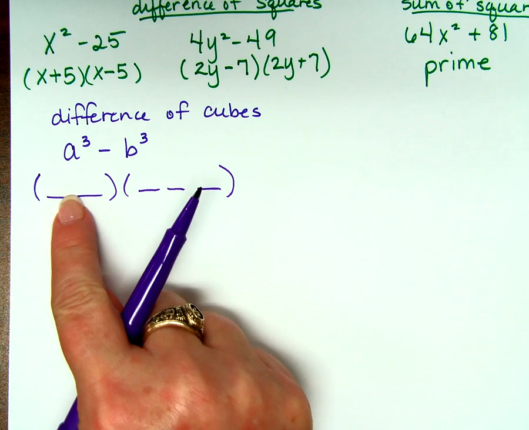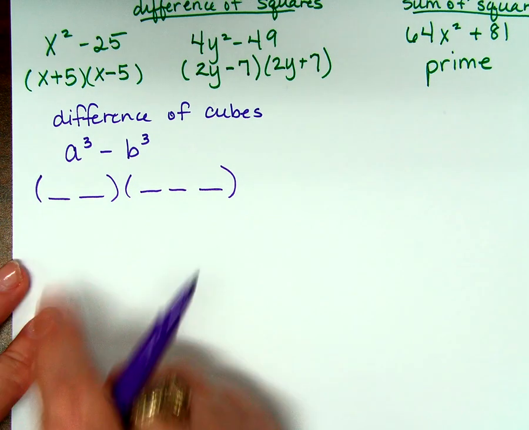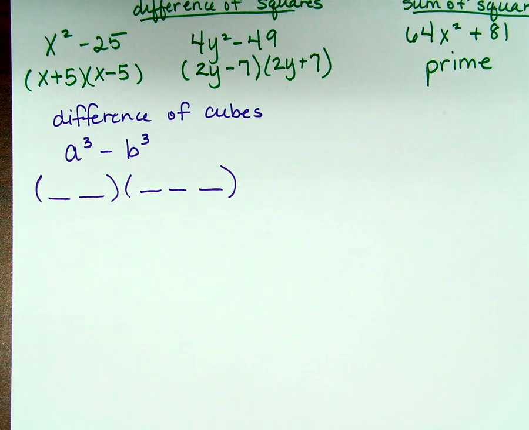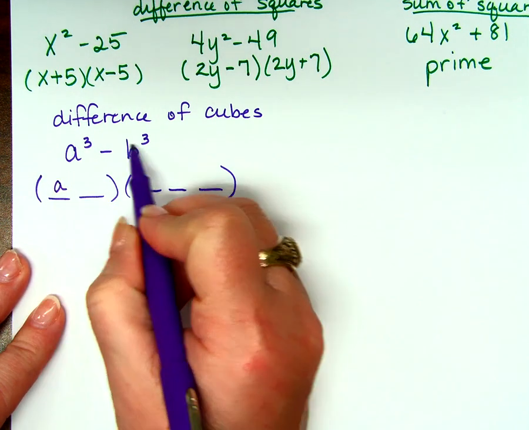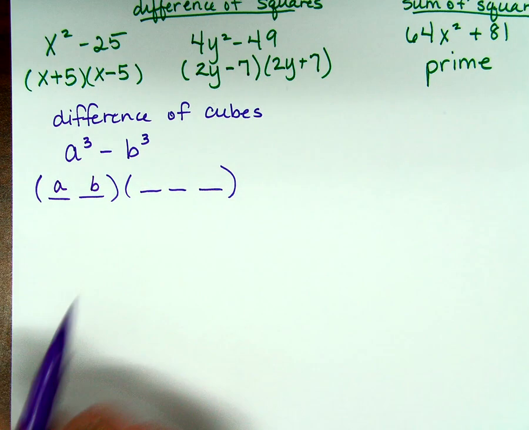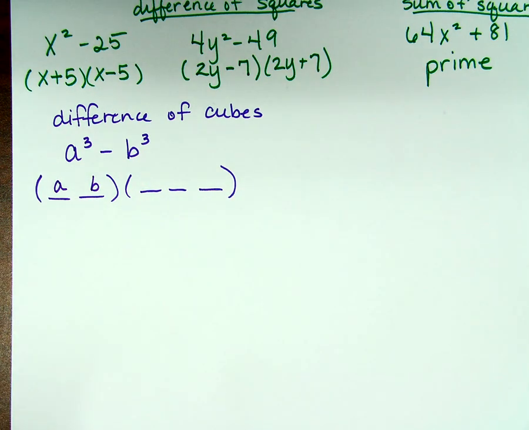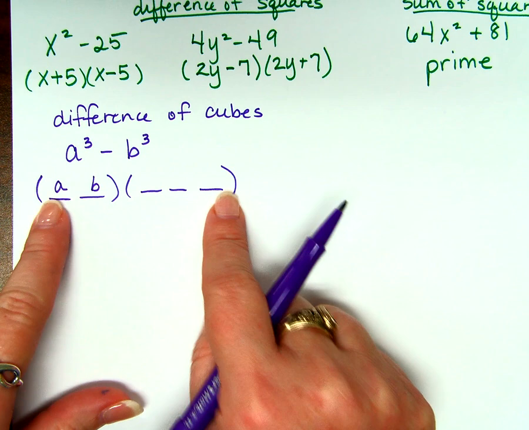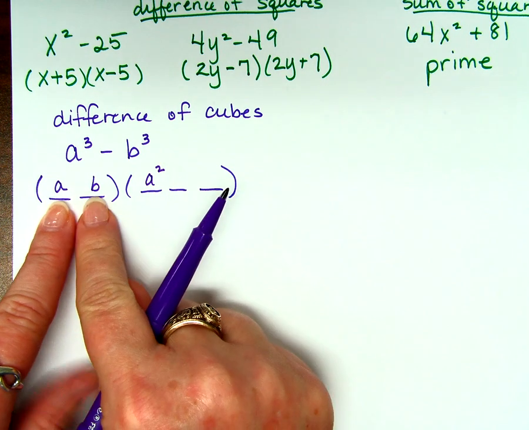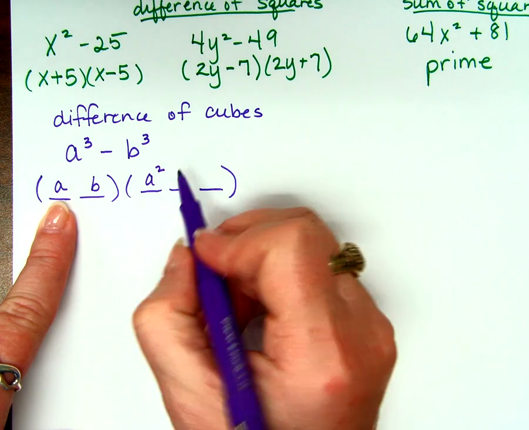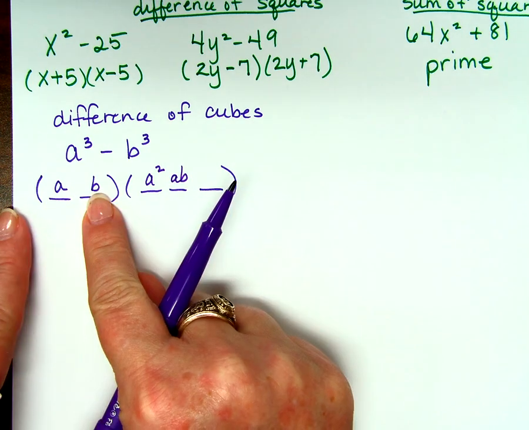A place for 2 terms and a place for 3 terms, right? So we find the binomial first. Remember, I didn't teach you a quote-unquote formula for this. I taught you a pattern, right? Because nobody wants to memorize formulas. We want to remember patterns. That's easier, okay? So I take the cube root of this and the cube root of this and put it in my binomial. Yes? To find the trinomial, I square this. I multiply these two together, and I square this.